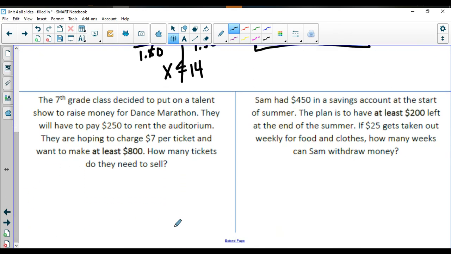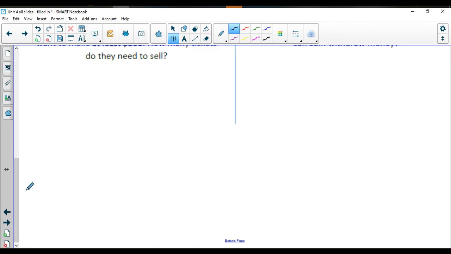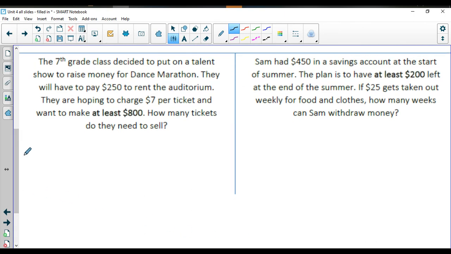For the next one, the 7th grade class decided to put on a talent show to raise money for Dance Marathon. They will have to pay $250 to rent the auditorium. They are hoping to charge $7 per ticket, and they want to make at least $800. This kind of signals to me that this is our equals number, and we want to make at least 800. So we really want to go over 800, but we want to be at that point. So we want to be greater than or equal to 800.